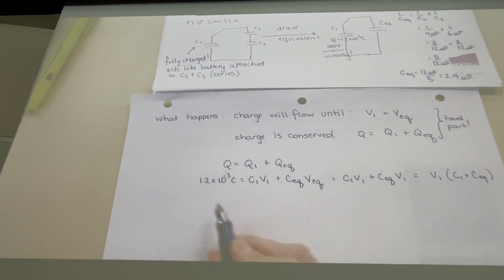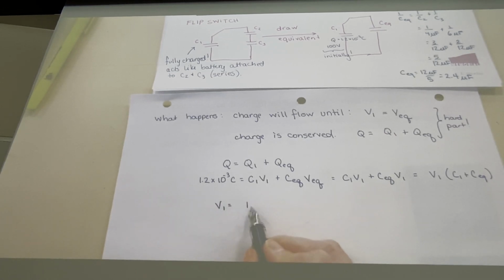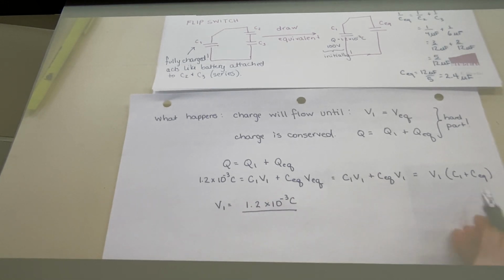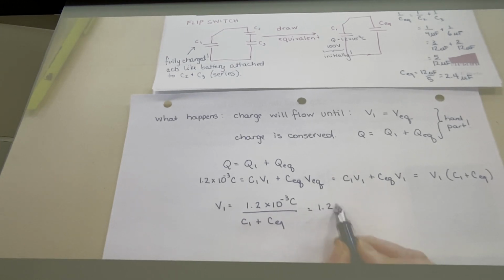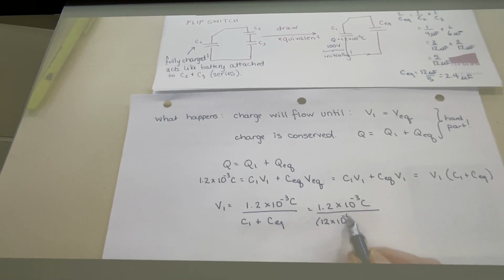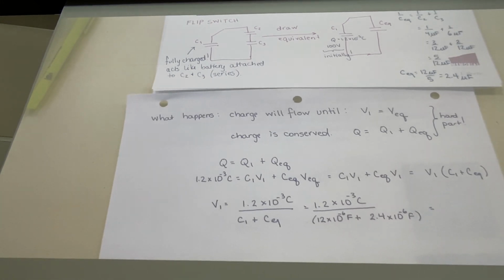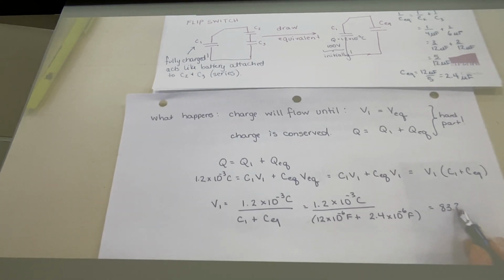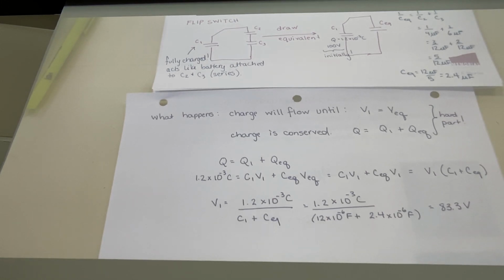and now we can solve for that potential. V1 is going to be 1.2 times 10 to the minus 3 coulombs, that's our Q, divided by the capacitances added up. So C1 was 12 microfarads, C equivalent was 2.4 microfarads. That gives us a potential of 83.3 volts on each of those two capacitors.